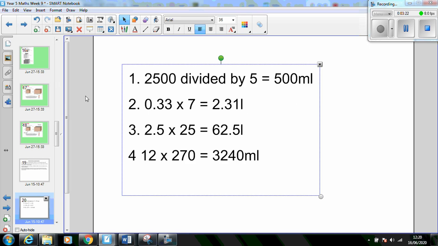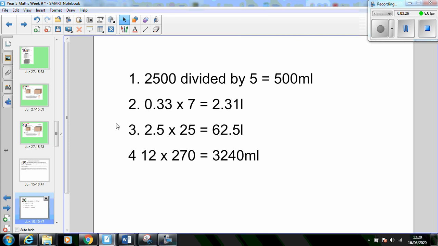Hopefully you had these answers. So for question 2, if you'd worked it out in millilitres first, you might have done 330 times 7, which is 2,310. But converting that back to litres would give you a final answer of 2.31.